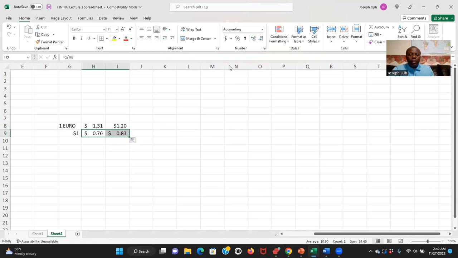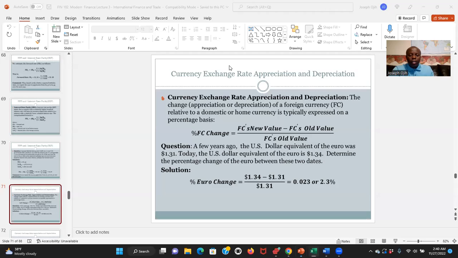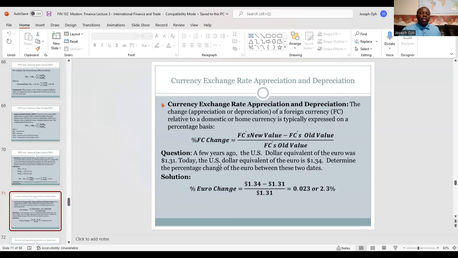Now I'll take you back to the question. It says a few years ago, the US dollar equivalent of the euro was $1.31. Today, the US dollar equivalent of the euro is $1.34. That means you can buy more, and the dollar depreciated. Determine the percentage change of the euro between these two dates.